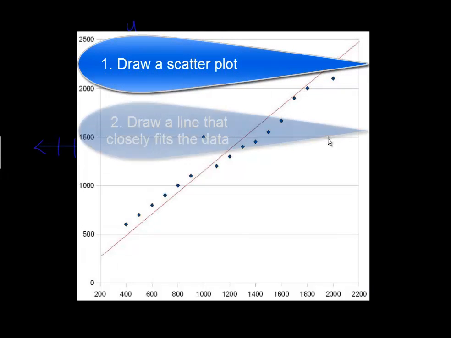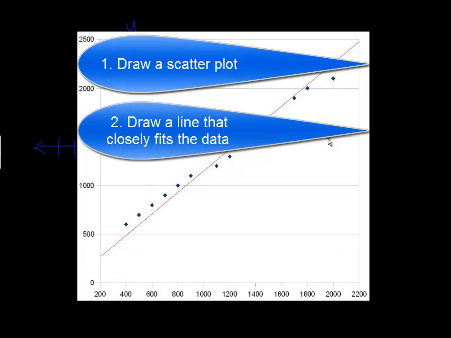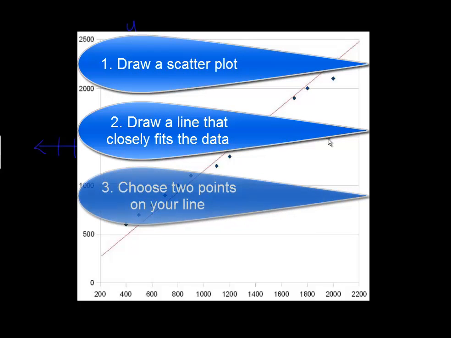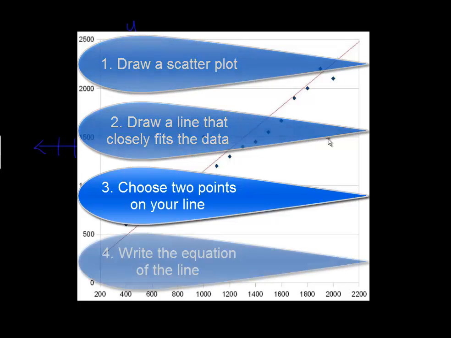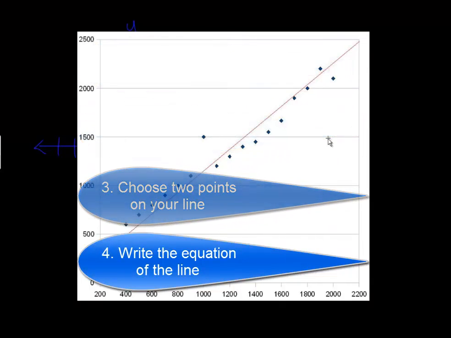Step 2 was to draw a line that closely fits the data. Step 3, after you've drawn the line, you want to choose 2 points that are on your graph. It does not matter if the 2 points were actually 2 points given to you in your data set or if they just happen to be on the graph, but they have to be on your line. So you can choose any 2 points on your line, and then you'll need to determine their points, or their coordinates. Now the purpose of determining their coordinates is so that you can actually write the equation of the line.